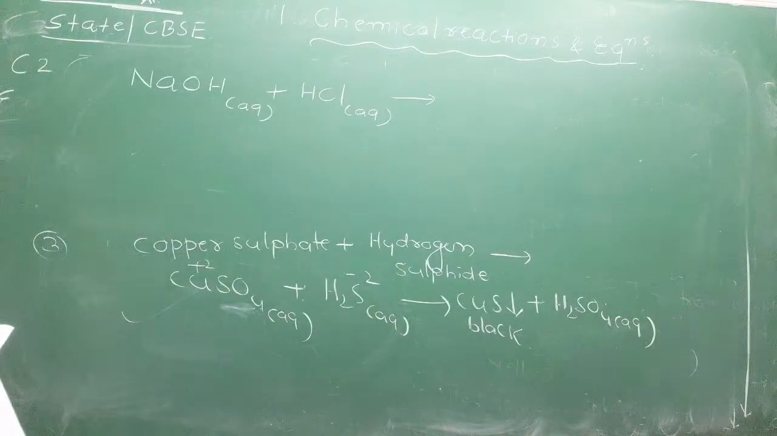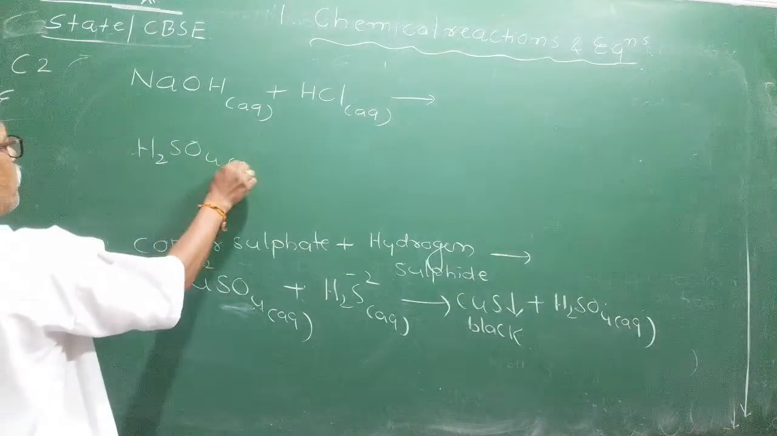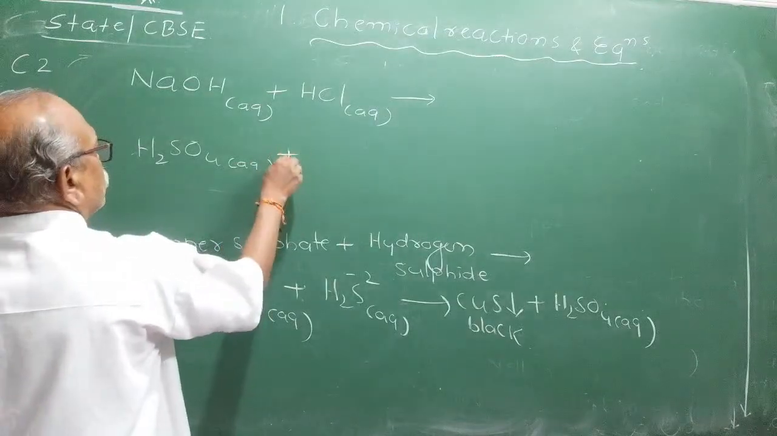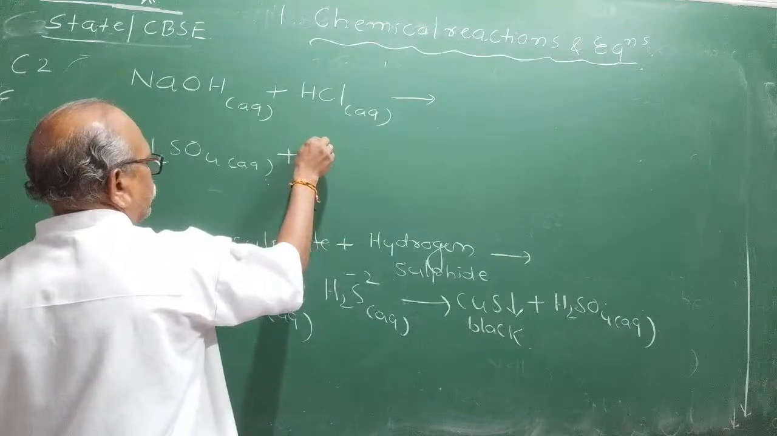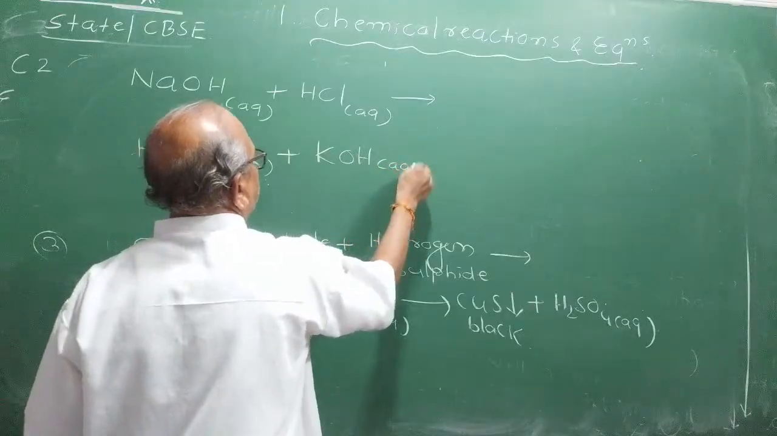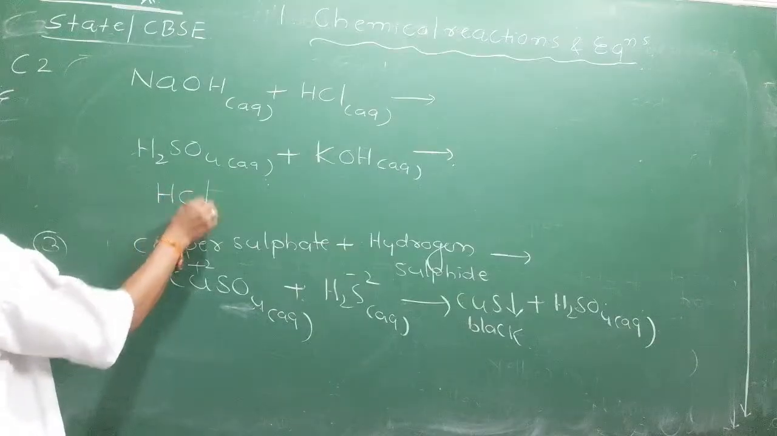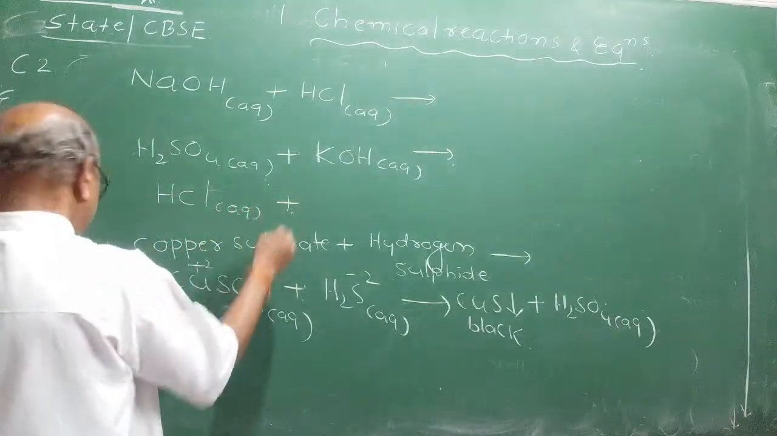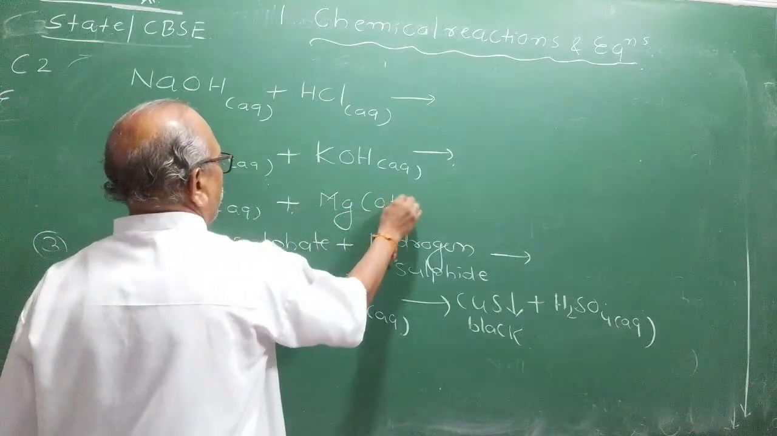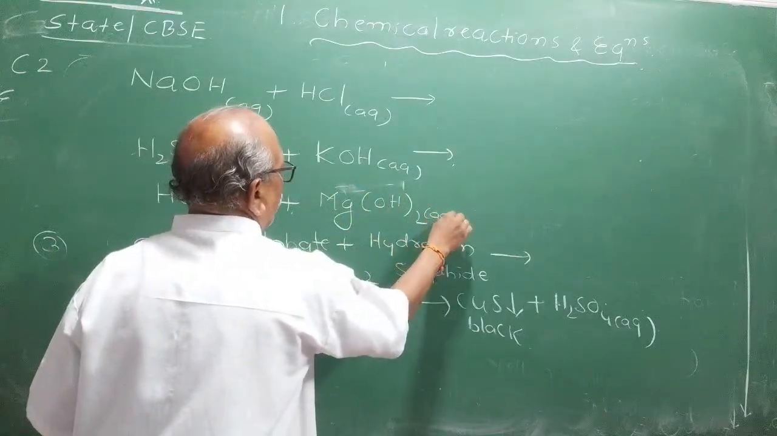And I will give another one also. H2SO4 aqueous plus potassium hydroxide aqueous. Guess the product. I will take hydrochloric acid aqueous plus magnesium hydroxide. Magnesium hydroxide, Mg 2+ and 2 OH minus 1. It is a base. Aqueous.